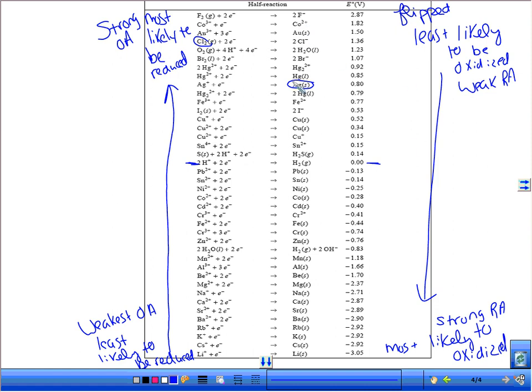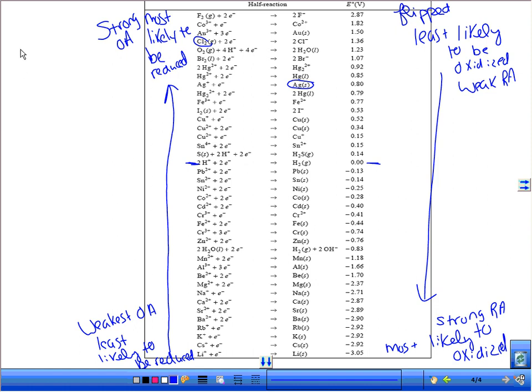So over here are going to be reducing agents if I give you one of those. Over here, if I give you one of those, they're going to be oxidizing agents. Up here are the strong oxidizing agents. Down here are the weak oxidizing agents. Over here are the strong reducing agents. Up here are the weak reducing agents. And if you can learn that, you can answer all the questions that would come on the test from that.